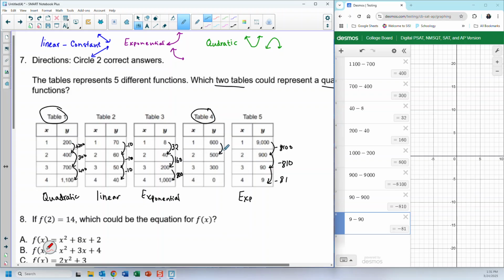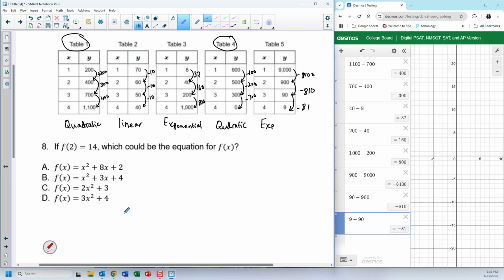So it's decreasing by 100. This one is decreasing by 200. This one decreased by 300. Okay, well that's also quadratic. Okay, so that's the answer for that one.